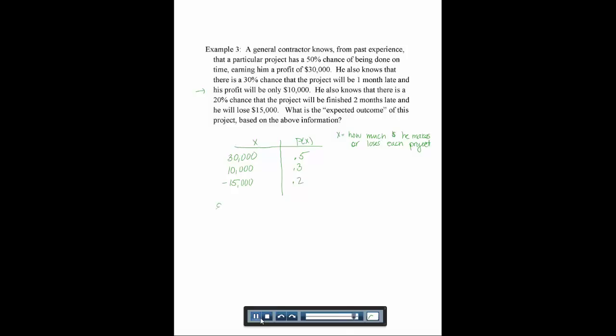So the expected value is the mean. You could either put this in your calculator, or again, it's not too bad to do by hand: 30,000 times 0.5 plus 10,000 times 0.3 plus negative 15,000 times 0.2. And here we get $15,000. This means on average, he is expected to make $15,000 per project.